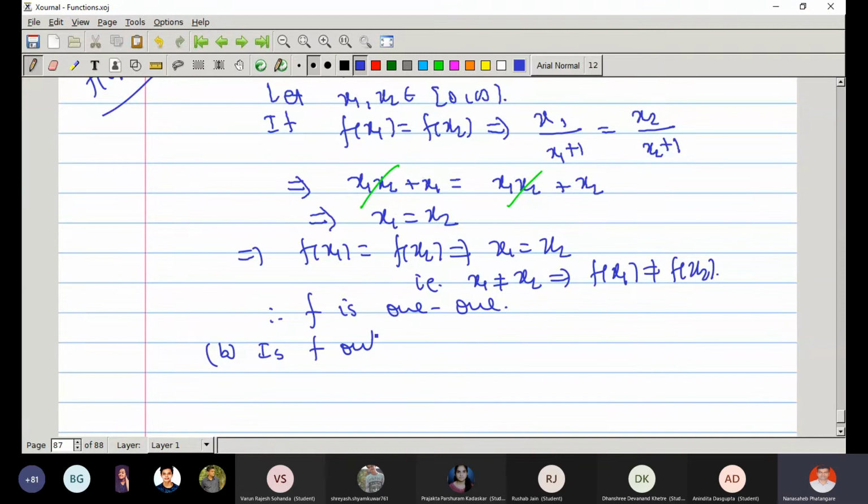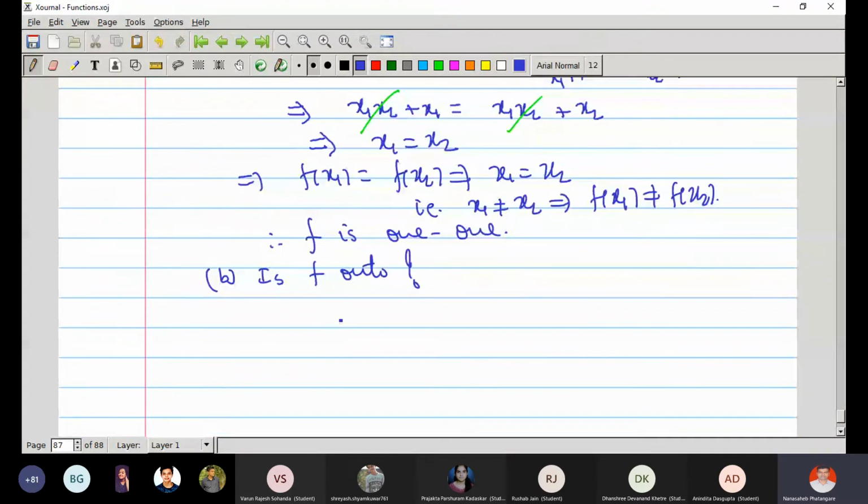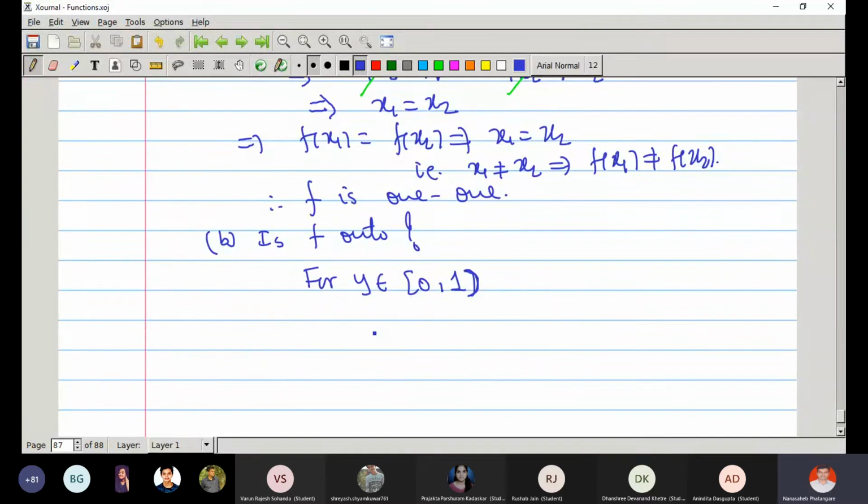Okay, how to decide whether it is onto or not? So let us look at y in 0 to 1. Let us choose y in 0 to 1. 1 is not included, but 0 is included. Then can we find x in the domain such that f(x) is equal to y, right?